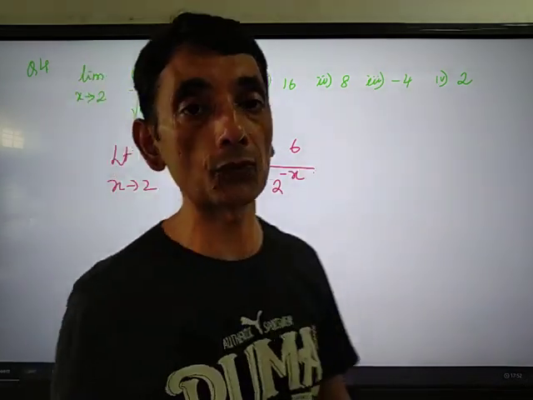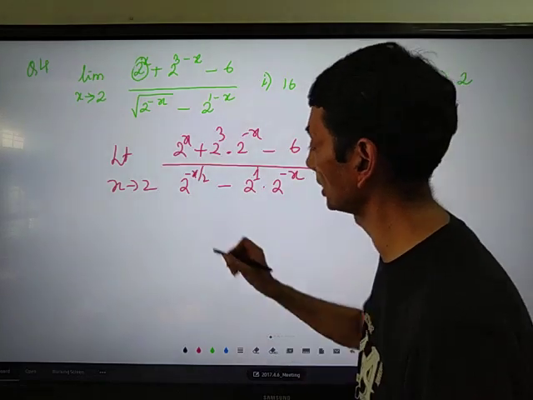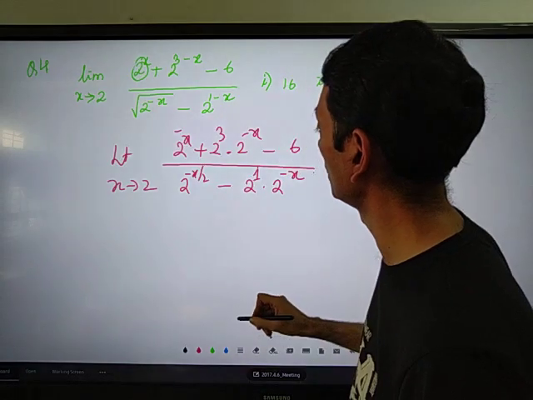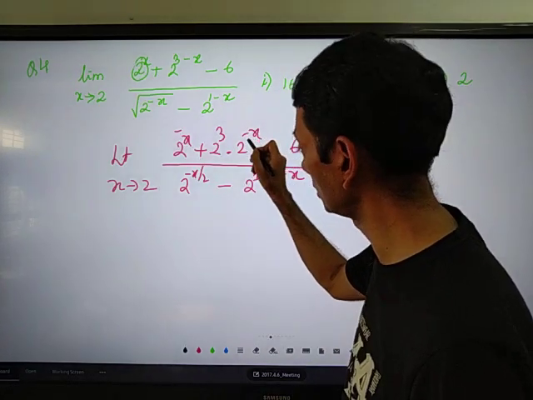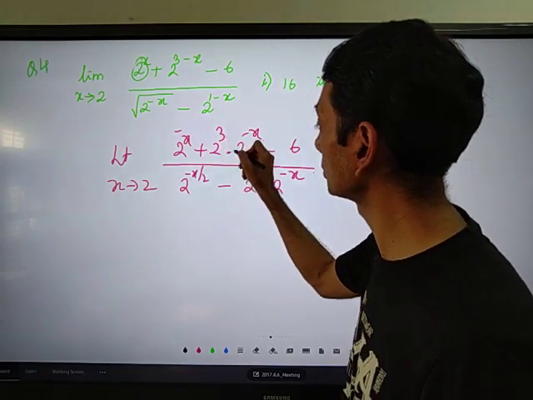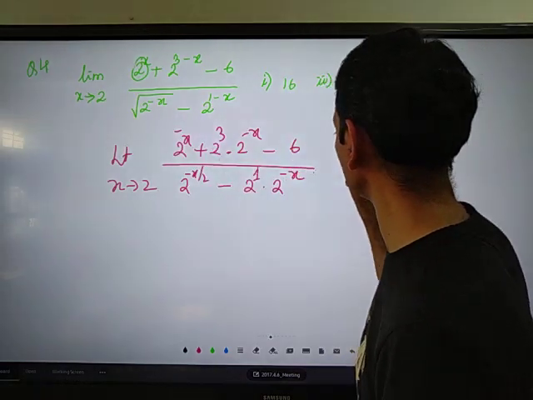Now let us see the form. What is the indeterminate form of these expressions? If x is equal to 2, this one will be 4, and this will be 2 to the power minus 2, that means 1 by 4. If you multiply 2 to the power 3 into 2 to the power minus 2, it will be 2. So it will be 4 plus 2 is 6, minus 6. So it will be 0.